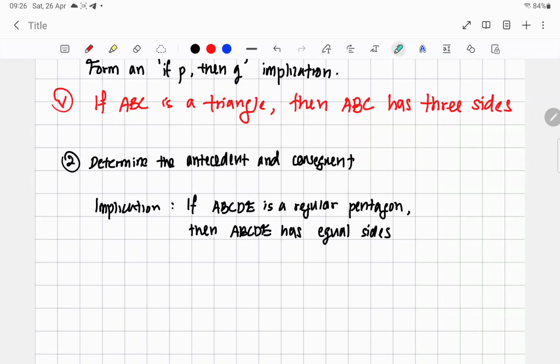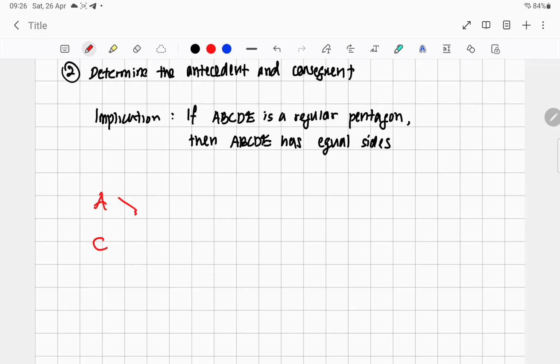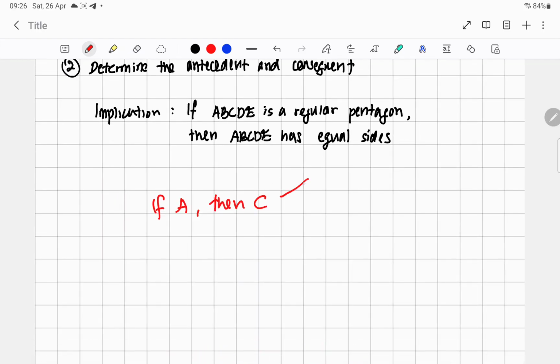Now, the next one, I want you to see how we separate the antecedent and consequent from an implication. Just now you had the A and C and you combined them, so it becomes if antecedent then consequent, if A then C. Now I want you to separate out the antecedent and consequent from the implication given. The implication is: if ABCDE is a regular pentagon, then ABCDE has equal sides.